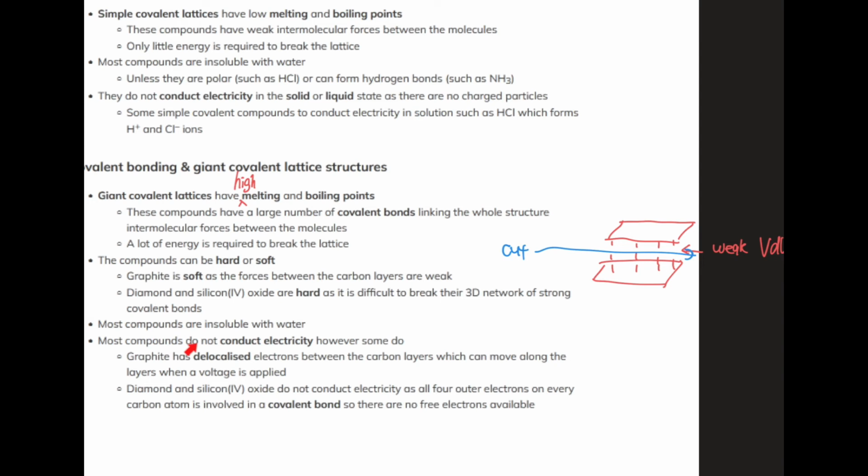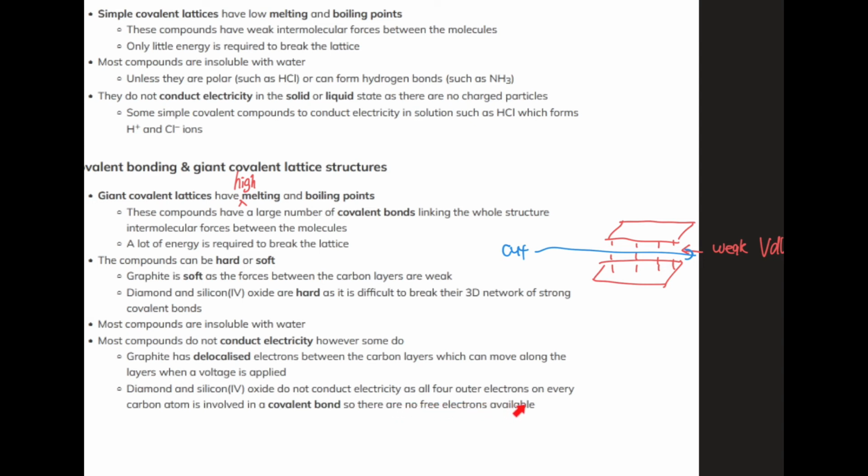Now let's see. Most compounds do not conduct electricity. However, some do, for example graphite. Graphite has delocalized electrons between the carbon layers, which can move along the layers when a voltage is applied. So this is one layer, this is another layer, and the delocalized electrons are in between. Diamond and silicon dioxide do not conduct electricity, as all four outer electrons on every carbon atom are involved in a covalent bond, so there are no free electrons available.